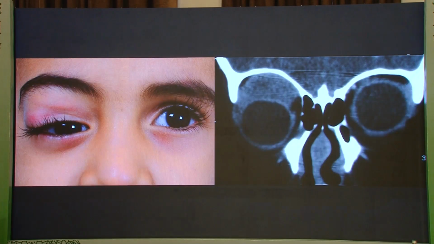Another example over here, there's a superior orbital mass right here. When you have a superior orbital mass in a child, what would be the first few differential diagnoses that you would keep in mind? Correct. Okay, one. Painless, rapidly progressive. Okay, and what else? Before RMS, what would we think of? Like say in this patient, you see there's a mild redness component here.